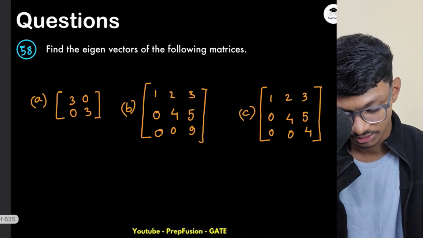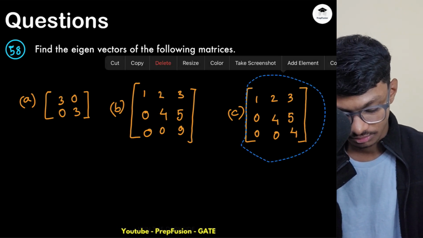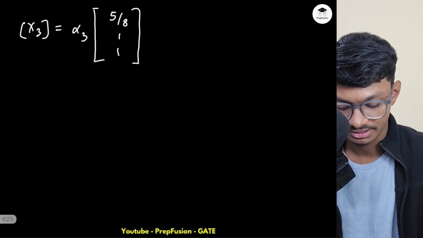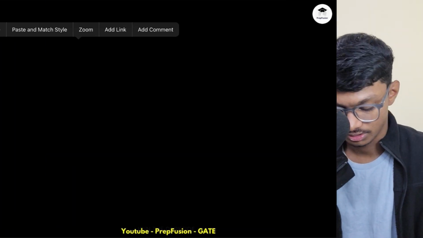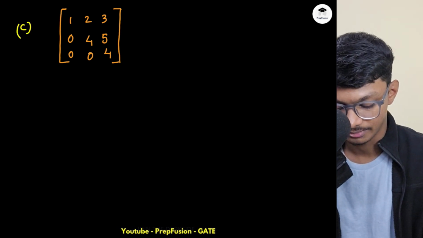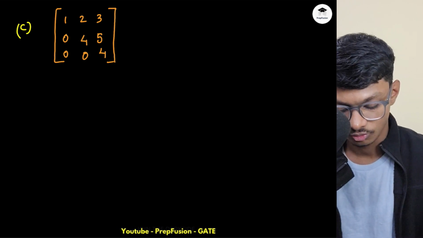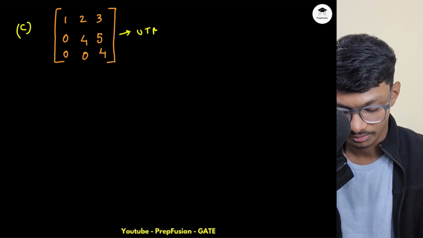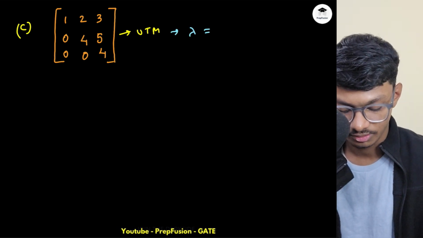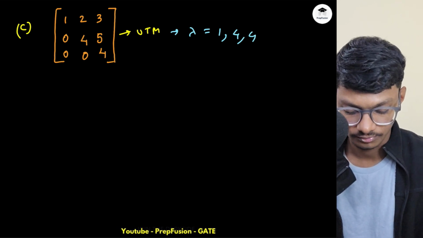Now again, let's do the same example to see whether, for two repeated eigenvalues, I am getting the same eigenvector or not. Okay, so let's see that. Again, the second example of the thing that we discussed in the previous lecture. This is an upper triangular matrix, so lambda equals 1, 4, 4.